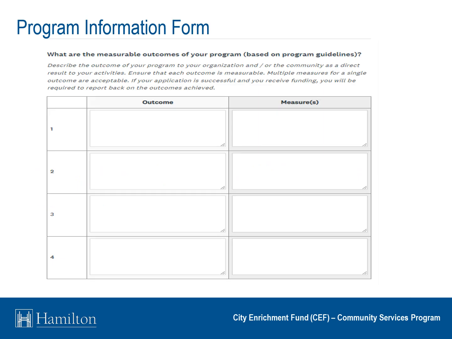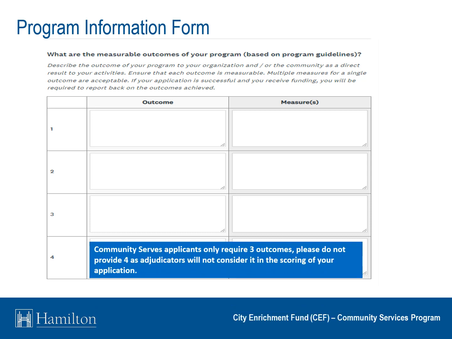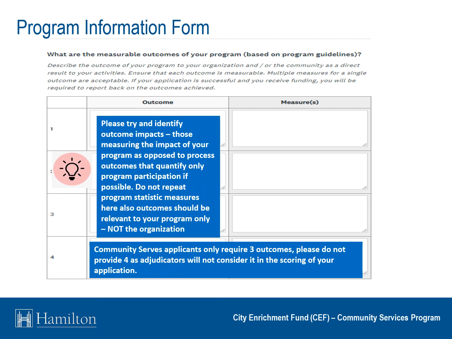Community services applicants are only required to provide 3 outcome measures. Please do not include a 4th as it will not be adjudicated. Another tip: try to focus on outcome impacts as opposed to process impacts that only measure program participation.